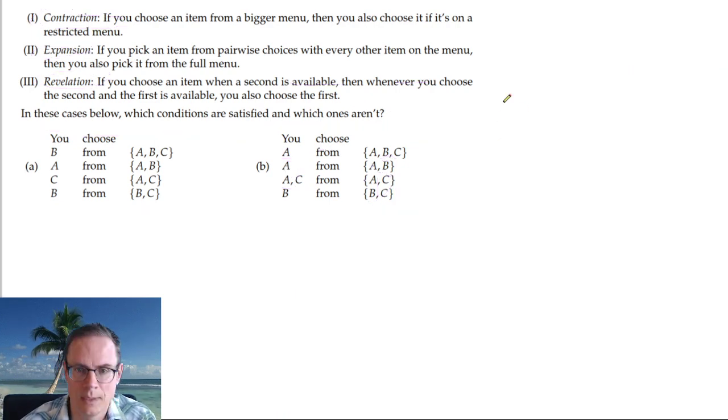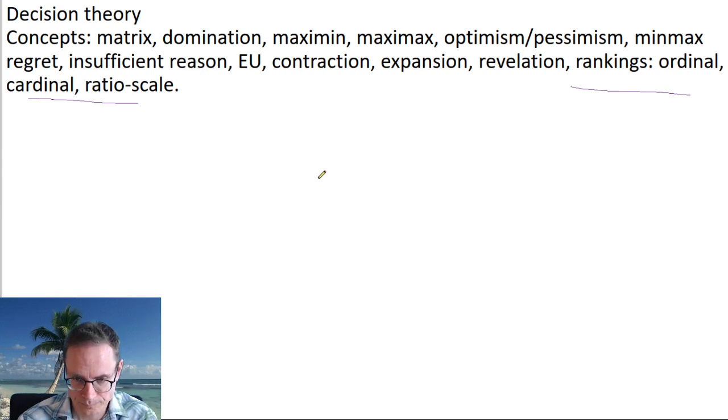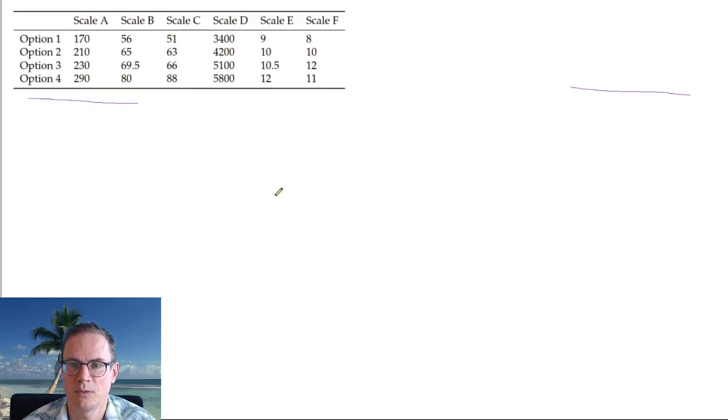Okay. Now the final concepts we talked about in decision theory were the issue of rankings. Like, when are two rankings ordinally equivalent? When are they cardinally equivalent? And when are they ratio scale equivalent? Well, the easiest way to do this is to think of it visually.